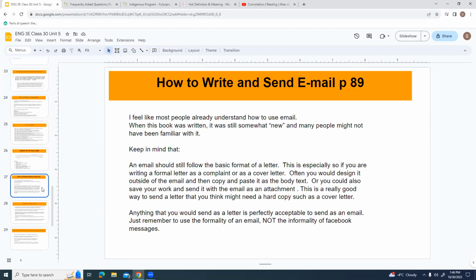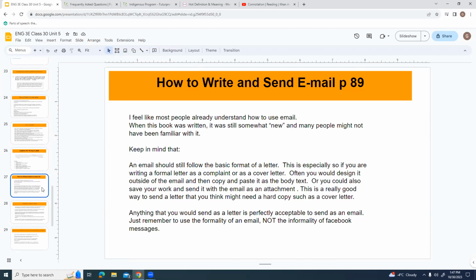Keep it in mind. An email should still follow the basic format of a letter. This is especially so if you're writing a formal letter as a complaint or a cover letter. Often you would design it outside of the email and then copy and paste it as the body text, or you might save your work and then send it with the email as an attachment. This is a really good way to send a letter that you think might need a hard copy, like a cover letter, right?